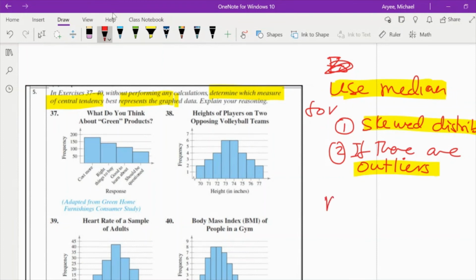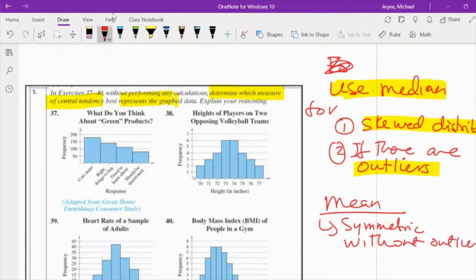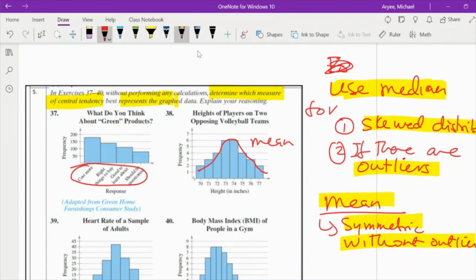Now, the mean is preferred for symmetric distributions without outliers. All right, the mean is preferred for symmetric distributions without outliers. So here this is like qualitative, so the things we're doing is quantitative. So when we come here, this looks like bell shaped. All right, this is symmetrical, so we're going to use the mean for it.